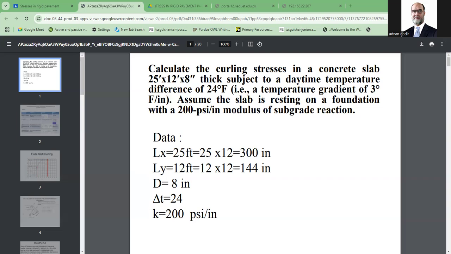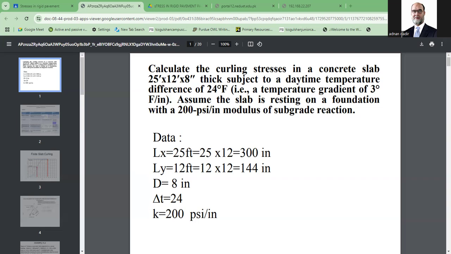So for us, we have the data as Lx equal to 25 feet, and we have to convert it into inches. That's why we have multiplied by 12. So length in x direction and length in y direction. We know the depth is 8 inches and the difference in temperature is 24 degrees Fahrenheit. This is 3 degrees Fahrenheit per inch.